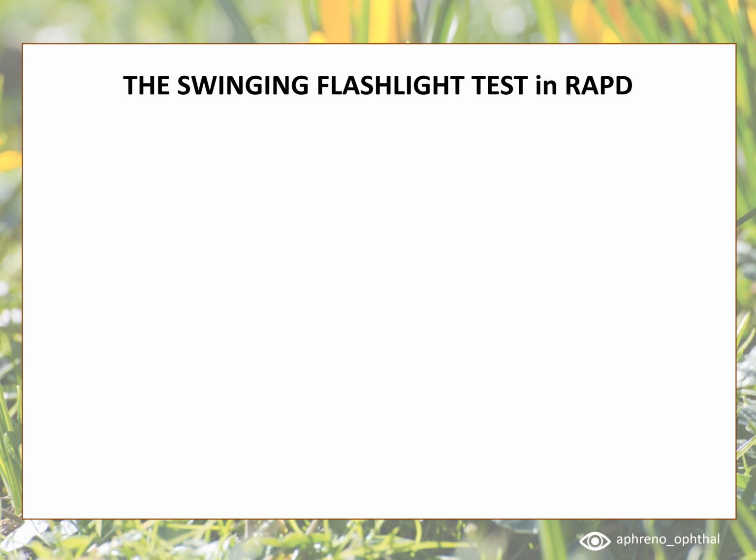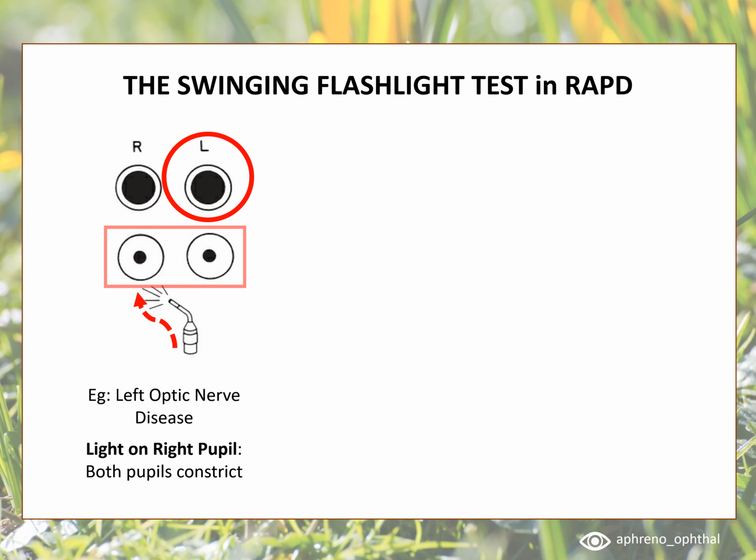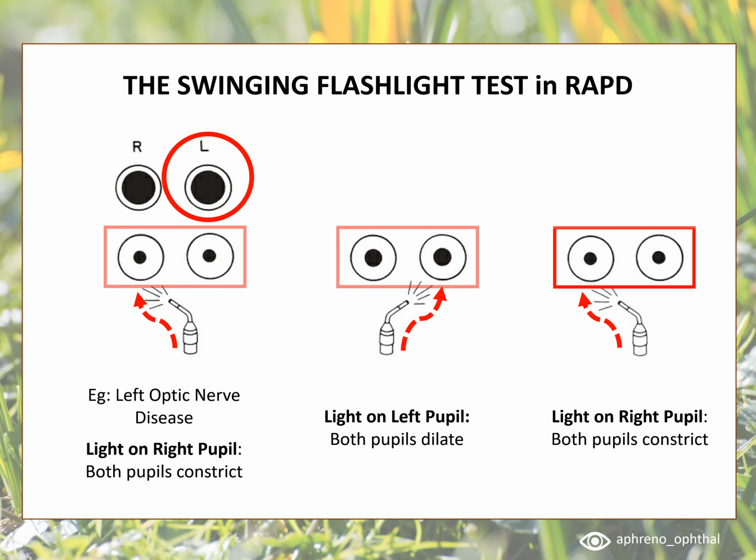The swinging flashlight test in RAPD. In case of left optic nerve disease, when the light is shone on the right pupil, both pupils constrict. When the light is shone on the left pupil, both pupils dilate, due to an afferent pathway defect. Swinging the light back to the right pupil, both pupils constrict. This is explained by the consensual light reflex. This method helps us detect any relative sluggishness of the pupillary reflex or paradoxical dilatation of the illuminated eye.